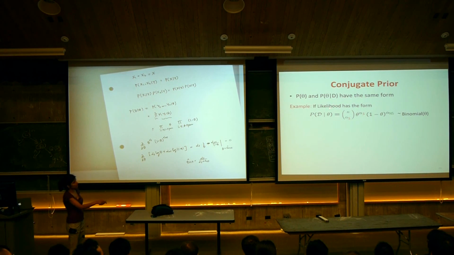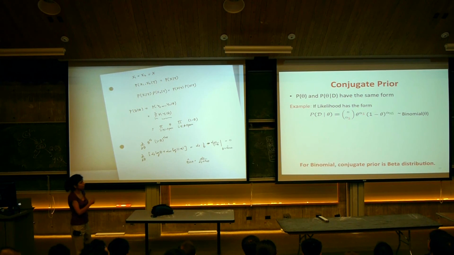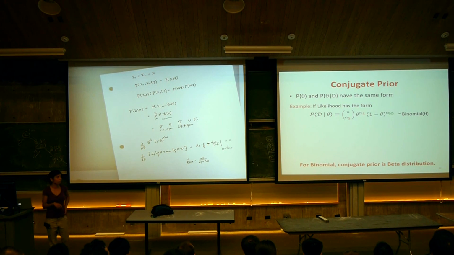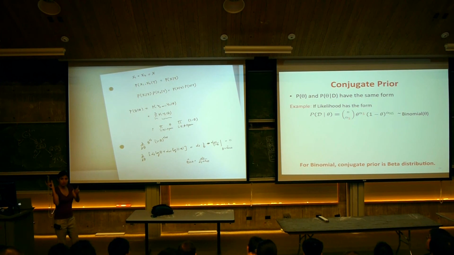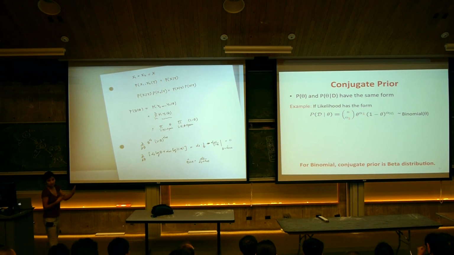So if you know that your likelihood has this particular form that we just derived, which is actually a binomial distribution, if you want to go look at it, then it turns out that for a binomial distribution, the conjugate prior is the beta distribution, which means that if I take a beta distribution, I multiply it with a binomial distribution, then I end up with a beta distribution again. And we'll see that actually this has a nice implication in the context we were working in.